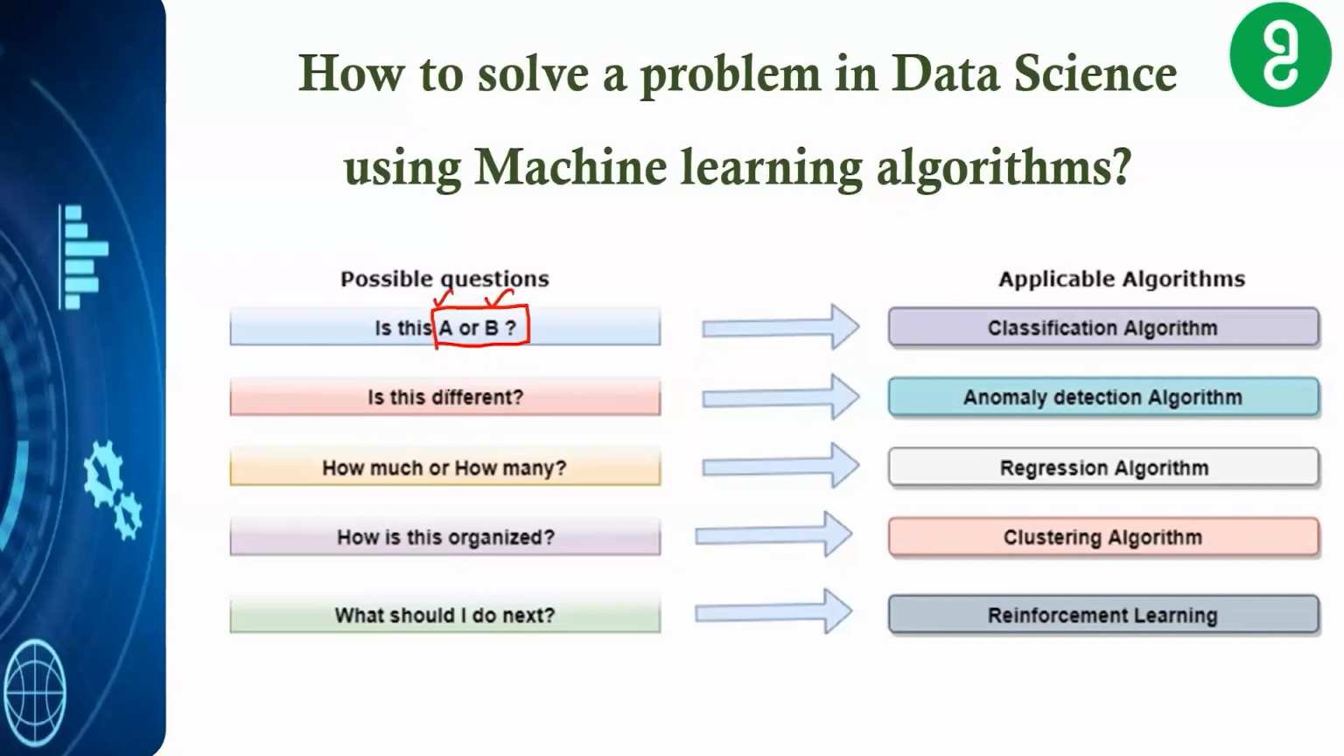Okay, for this kind of problem statement, you can use a classification related algorithm. Whether it is type A or B, male or female, disease or normal, or an image classification or disease classification related problem. For all kinds of classification, if your problem statement is related to classification, then you can go ahead with your classification algorithm.